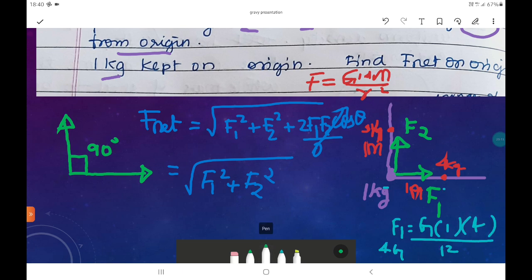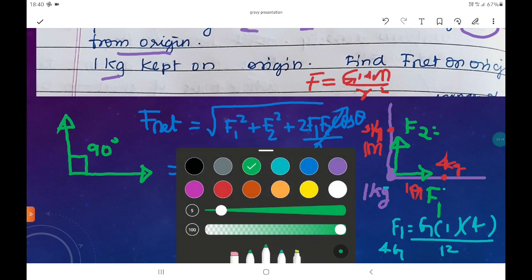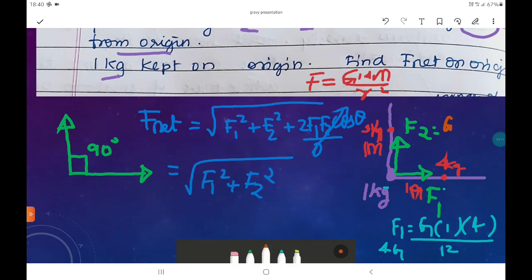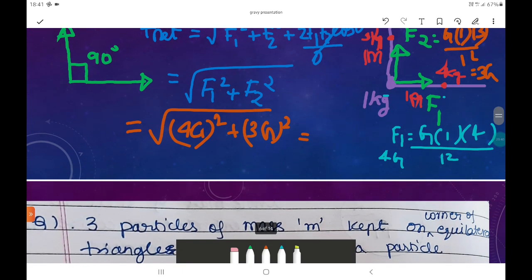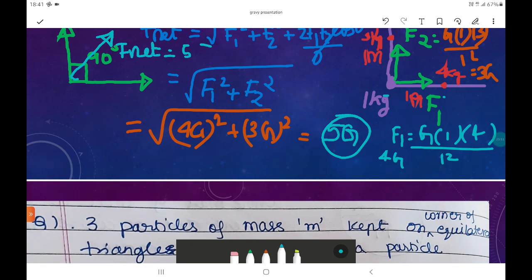And similarly, how do you find F2? That is equal to G into 1 into 3 upon 1 square, so that is equal to 3G. If you solve that, you will get 4G whole square plus 3G whole square, that comes to be 16G square plus 9G square is equal to 25G square. Under root of 25G square is equal to 5G. So F net will be in this direction, and that will be equal to 5G.